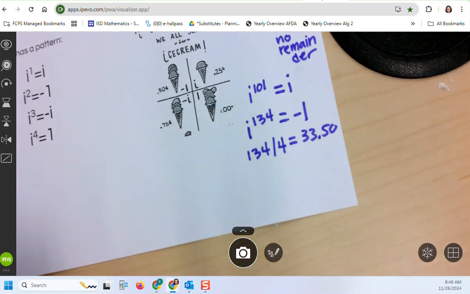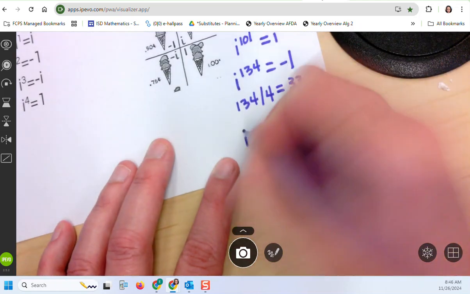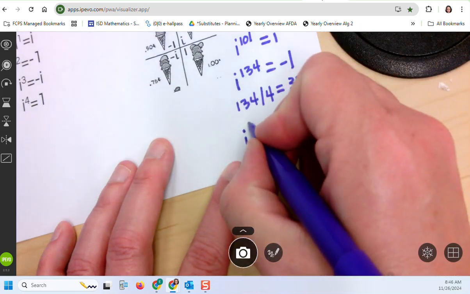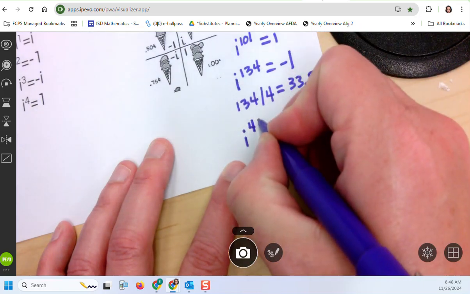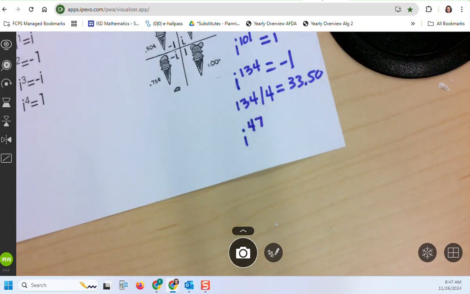I'm going to give you guys one problem to try, okay? We're going to do i to the 47. So do i to the 47, and on your calculator, divide 47 by 4. See what your remainder is. Look around at your group. If no one in your group has a calculator, then you could offer to get them for your whole group.